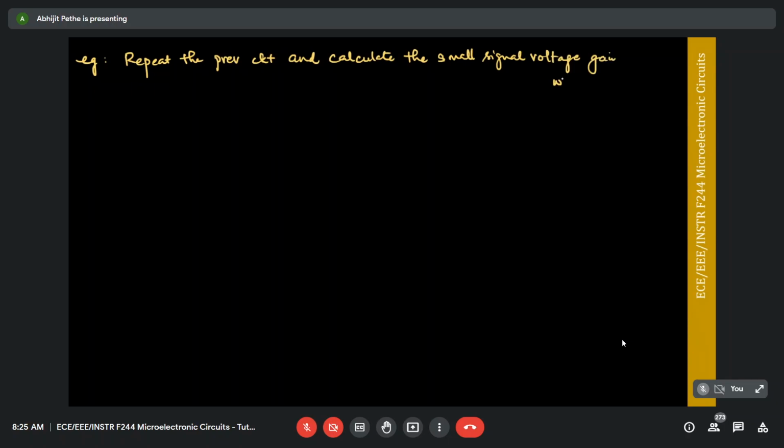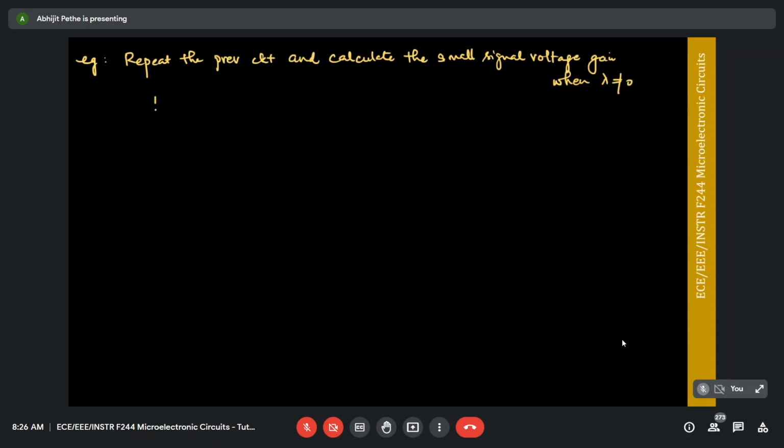Let's repeat the previous circuit and calculate the small signal voltage gain when lambda is not equal to 0. So when lambda is not equal to 0, that is if I have channel length modulation, what happens to the small signal model? What is the difference?